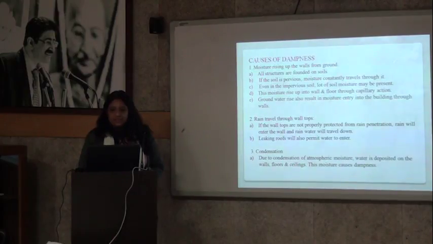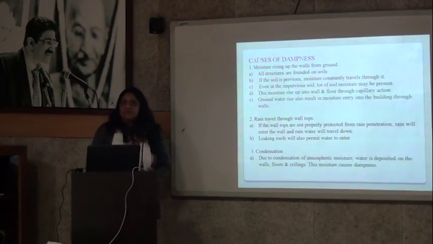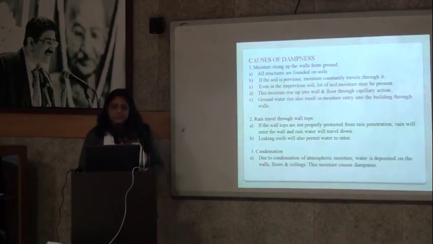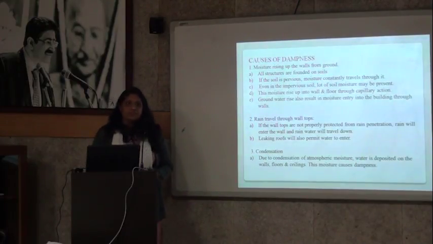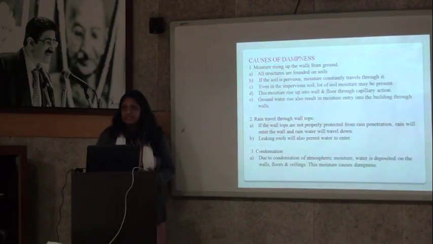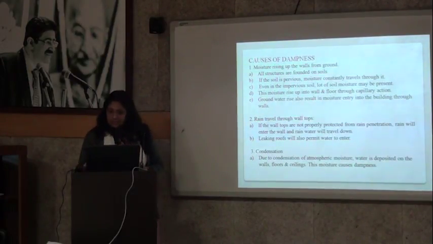Then the second cause is rain travel through the wall tops. The wall tops, basically the parapet walls, the fencing, the roof part, if they are not very well treated, the water from the rain can travel from the rooftops into the building, and the external walls get damaged through that. Then the third point is condensation. We have moisture in the atmosphere, and that moisture settles down on the external surfaces of the building, and that can create patches on the surfaces. This way we can get dampness on the surfaces.